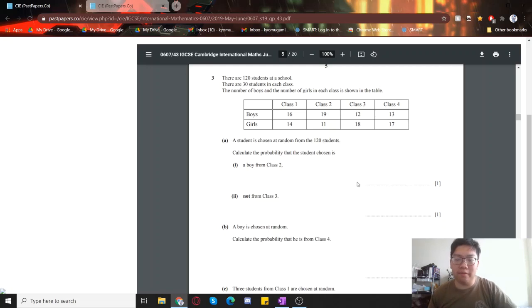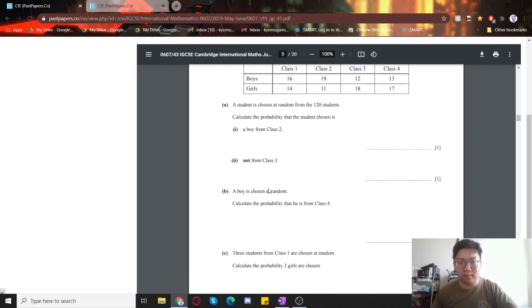So that's a 3 out of 4 probability, because what we want to do is cover up class 3. So let's ignore them. We know that there are 30 students in each class, so that's 30 plus 30 plus 30. That's 90 out of the whole 120 students, which, when you simplify it, is 3 out of 4. So there's a 3 out of 4 chance you pick someone that's not from class 3.